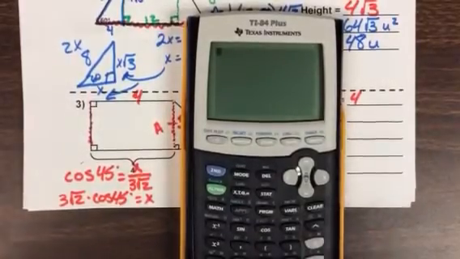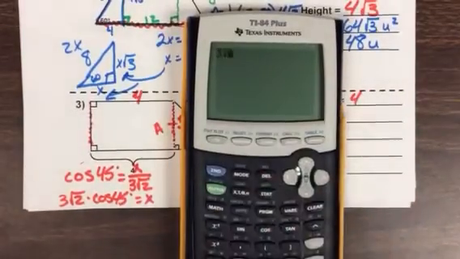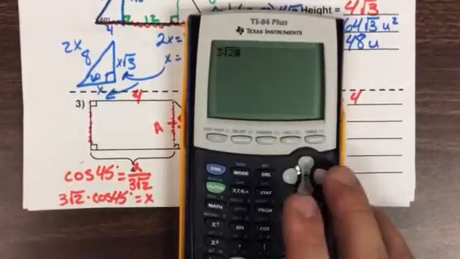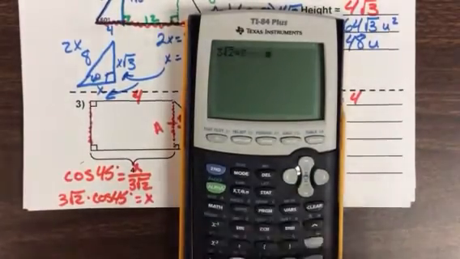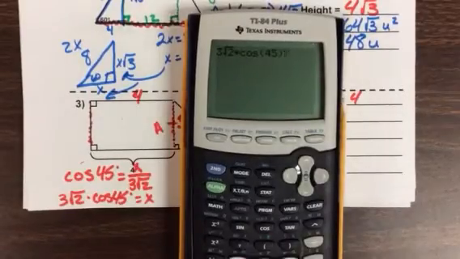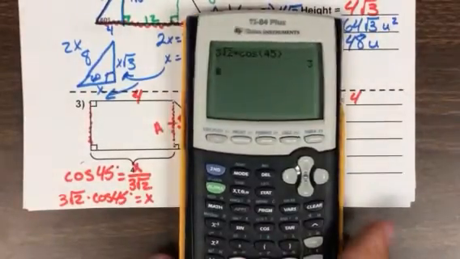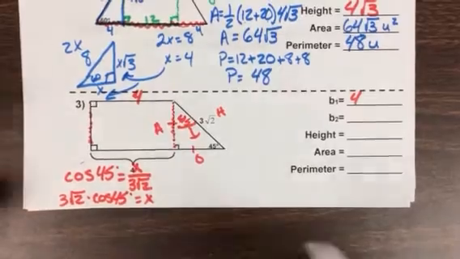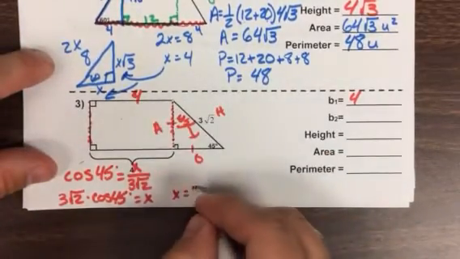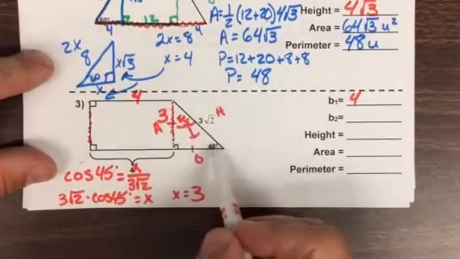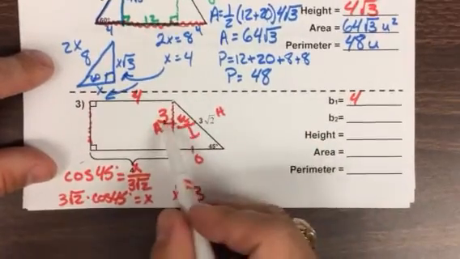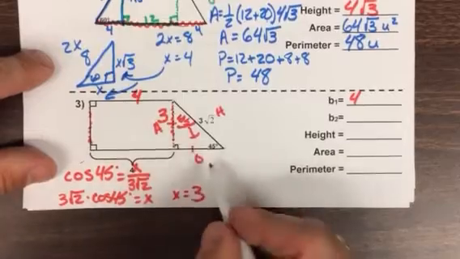Now that I'm in degrees, I'm going to say 3 radical 2, get out from underneath the radical sign, times the cosine of 45 degrees. And I find that my answer is 3. So x equals 3. Go back and plug it in. This is 3. Well, if I notice, it's a 45, 45, 90 triangle. So my legs are congruent. If that's 3, this is 3.